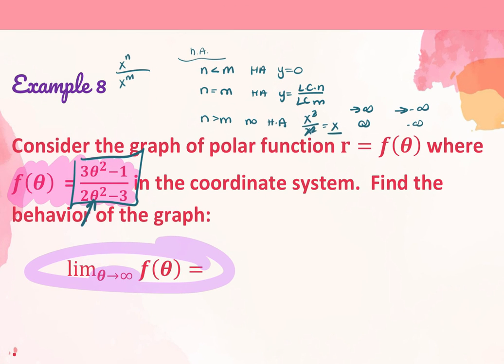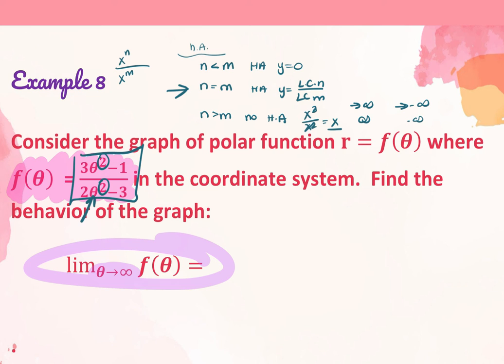So in this example, we look at our exponents, they're the same, which means we're doing the leading coefficient part. The leading coefficient in the top is 3, and the leading coefficient in the bottom is 2. So the limit on either side would be, well, I don't need the y equals because it's f of theta. It would equal 3 over 2.